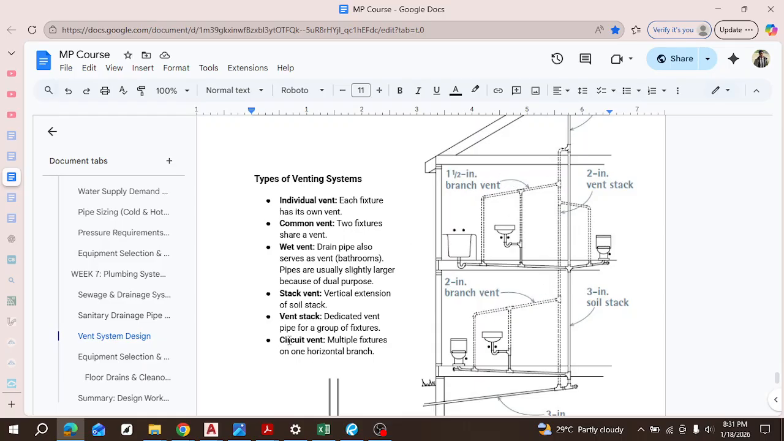Now, finally, let's talk about circuit vent. Circuit vent is used when multiple fixtures are on one horizontal branch. This is that horizontal branch, right? So by the time you have one, two, and if you have another fixture here, three, they are all on this branch. It's known as a circuit vent because there's kind of a circuit for the air to flow through. But that circuit vent must have a release, so that's where the air escapes through.